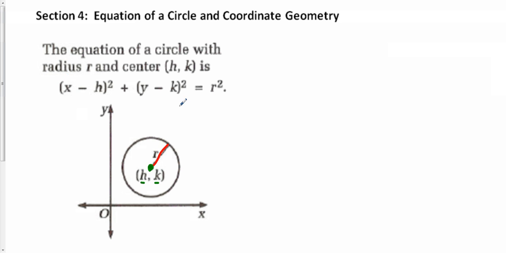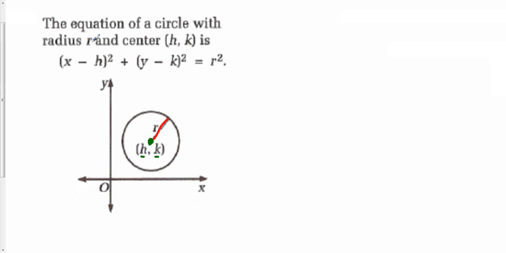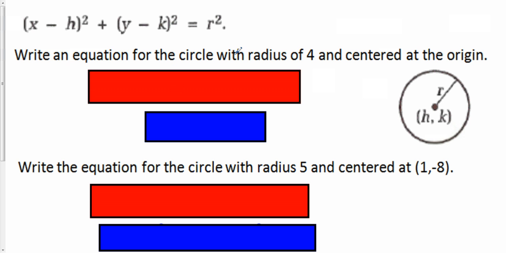So this is going to be the standard form of an equation for a circle that we could plot on a graph. So here's that standard form again: (x minus h) squared plus (y minus k) squared equals r squared. So let's see what it's like to actually write an equation for it then.